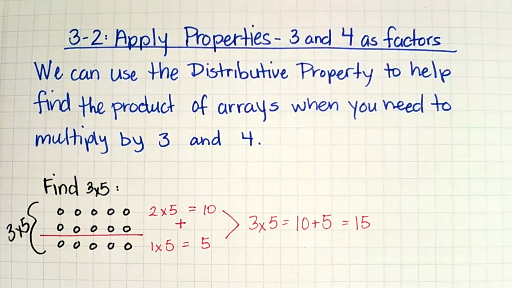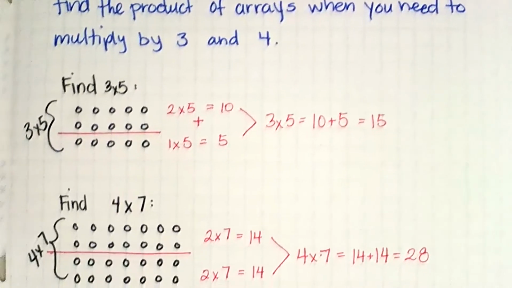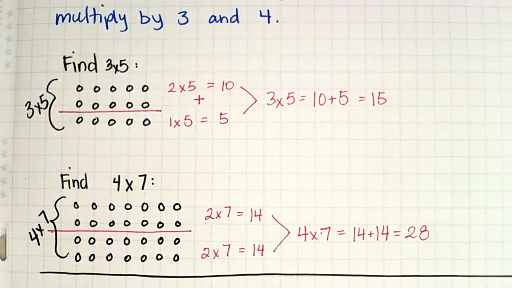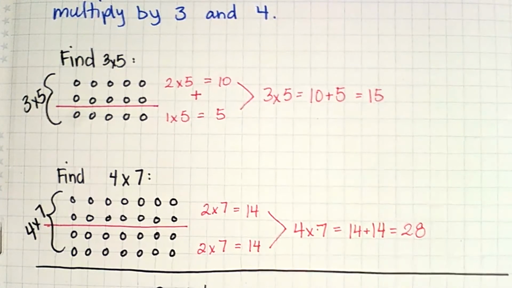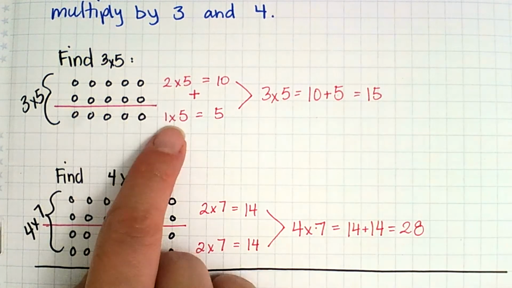Now, when we're talking about applying properties, we can use a distributive property to help find the product of arrays when you need to multiply by 3 and 4. So when 3 and 4 are one of your factors that you're working with, you can use the distributive property to break apart those numbers. So for my first example, I want to find the product of 3 times 5. Maybe I don't know my 3 times tables, but I do know my 2s and I know my 1s.